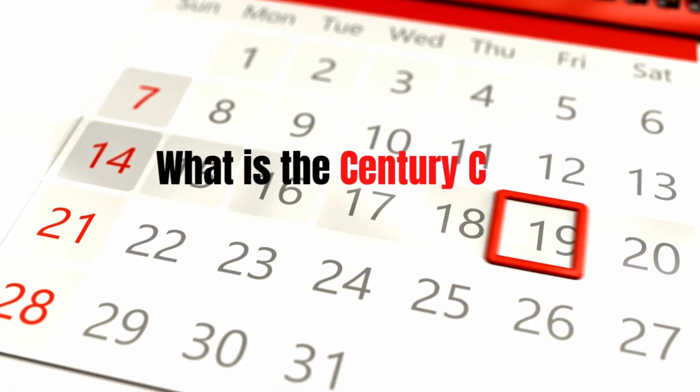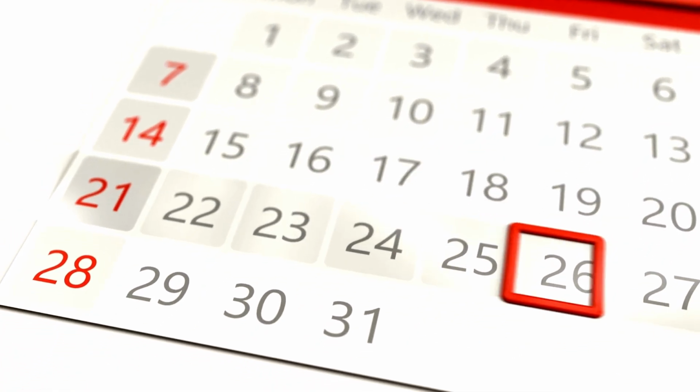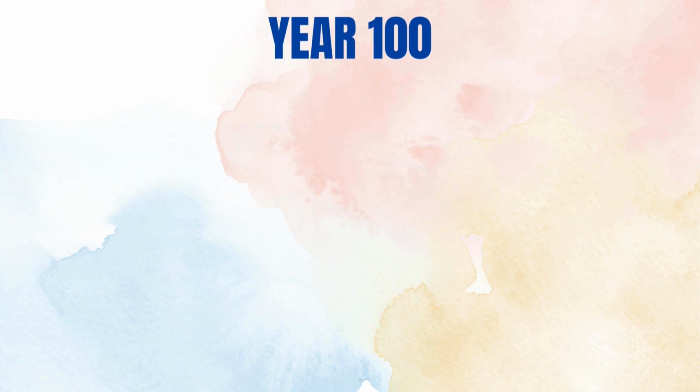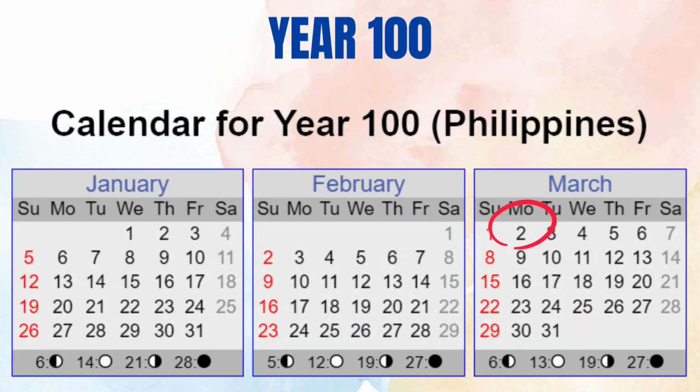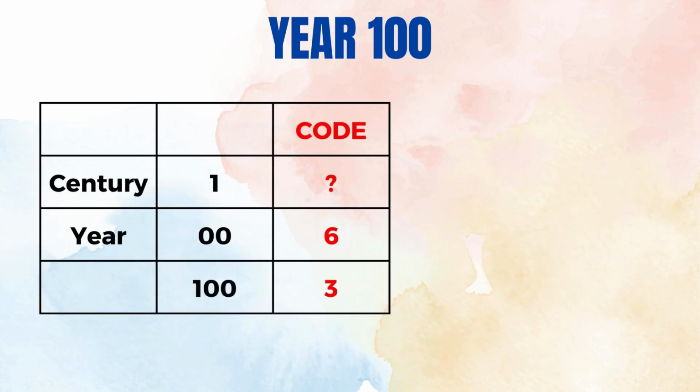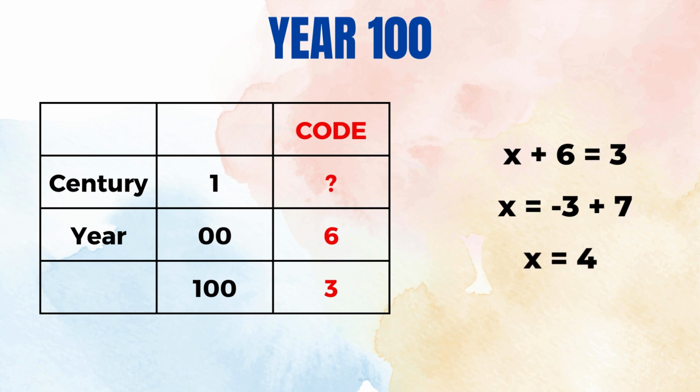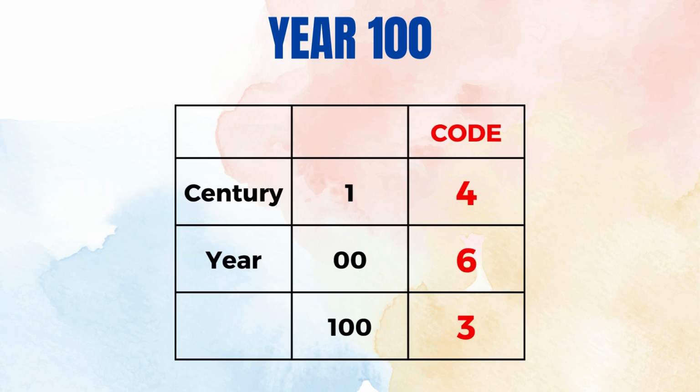What is the century code of year 100? Century is 1. Year 00 equals 6, 100 equals 3, x plus 6 equals 3, x equals 4. Century 1 equals 4.